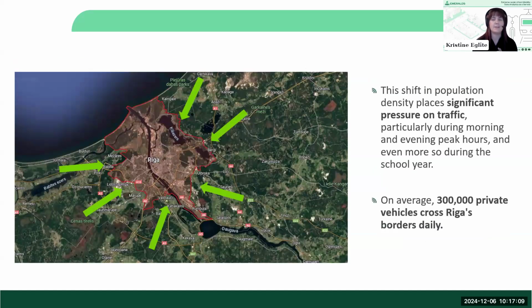And this brings us to one of the challenges the city faces, that is the significant traffic burden originating from neighboring areas, with an average of 300,000 cars crossing Riga's border daily, where the congestion is most visible during morning and evening peak hours, obviously. And from my personal experience as an everyday public transport user, I can confirm that this traffic is especially noticeable when schools are in season, where a lot of people, as they work in Riga, bring their children to schools or kindergartens here too.